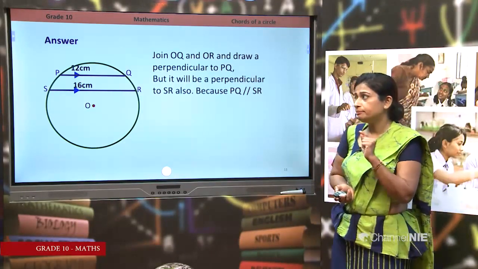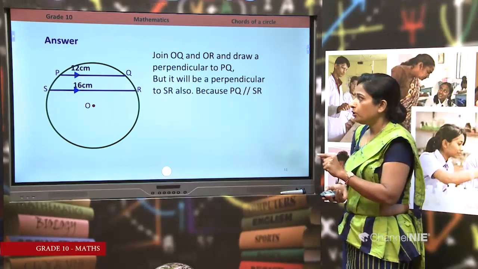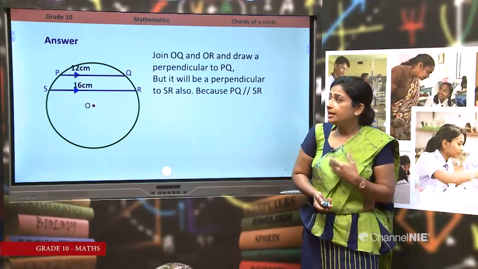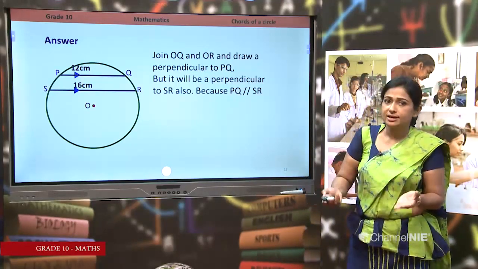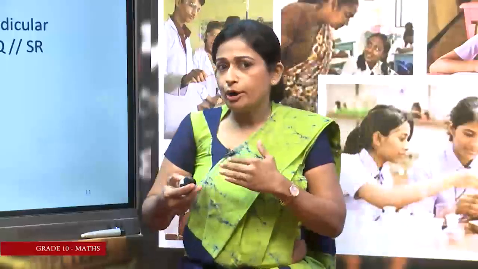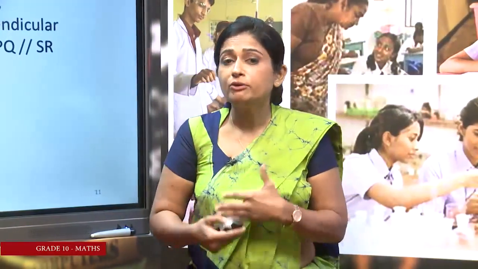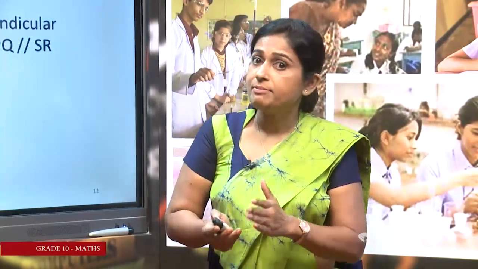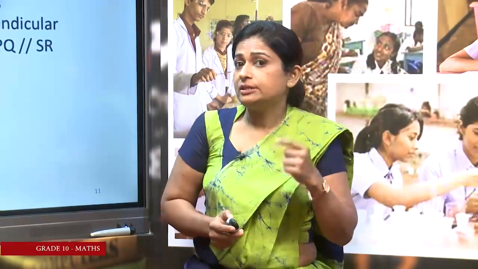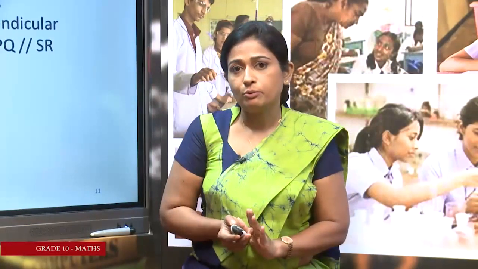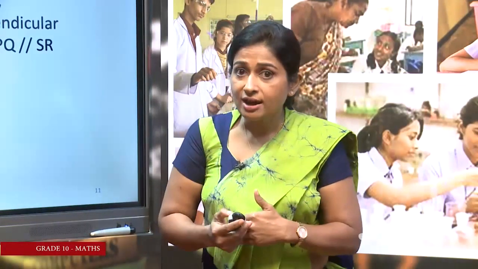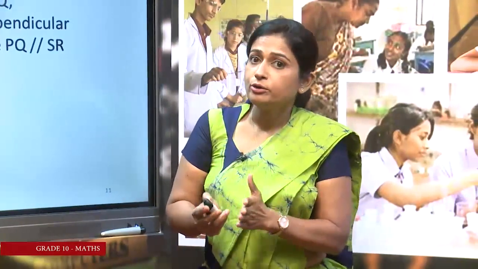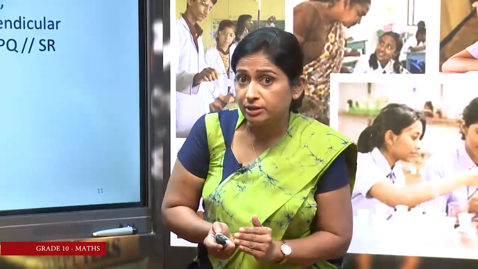So, I am going to draw the perpendicular from the center to PQ. While I am drawing the perpendicular to the chord PQ, it will automatically be a perpendicular to the chord SR. Why? Because the chords PQ and SR are parallel to each other. That's why I can say the perpendicular drawn to PQ is already perpendicular to SR.